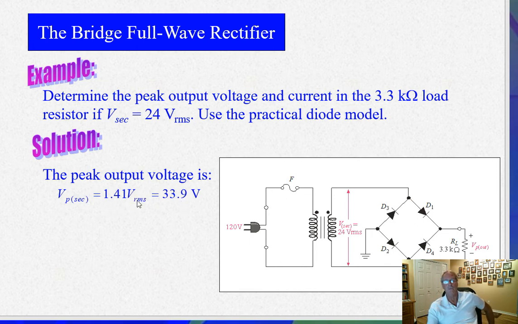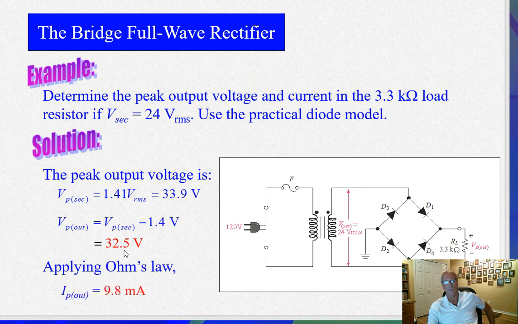V peak is 1.4 times V RMS. You remember the peak voltage is 1.4 times V RMS, or V RMS divided by 0.707 is another way to look at it. So VP out is V peak secondary minus 1.4, so 33.9 minus 1.4 is 32.5 volts. And then the I peak is going to be, this is 3.3K, so Ohm's law gives you 9.8 milliamps with 32.5 volts across it.